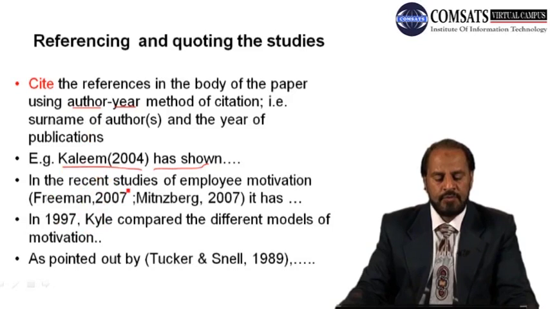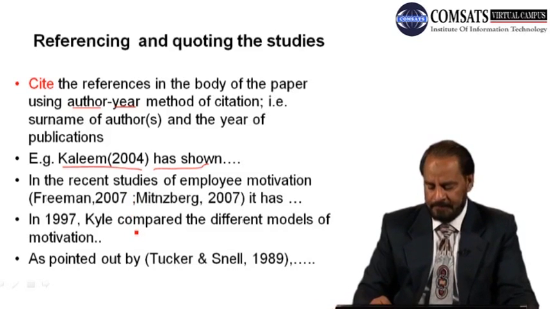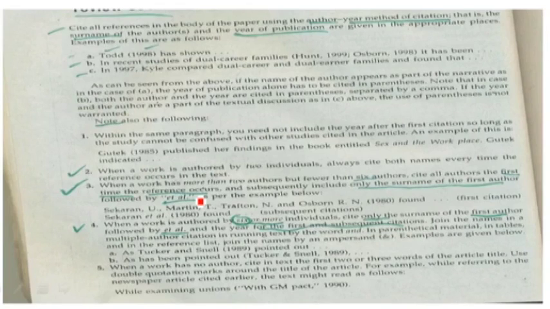There are other methods which we can look at, but at a later stage we'll try to come back to that issue. At this point, let's look at some more examples of that. Here again, in line number 2, when the work is by two individuals, always cite both names every time the reference occurs in the text.